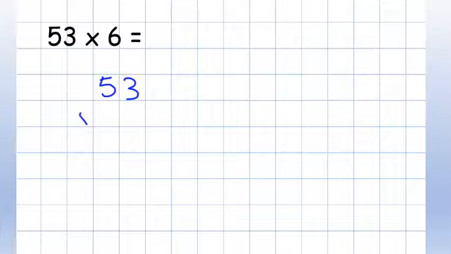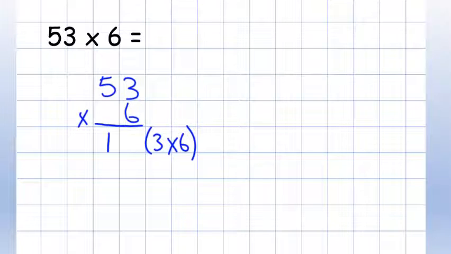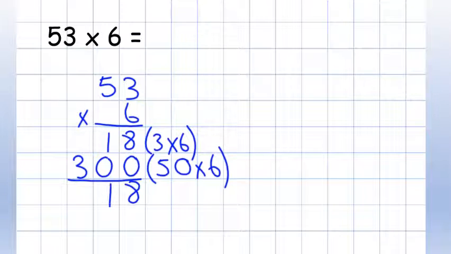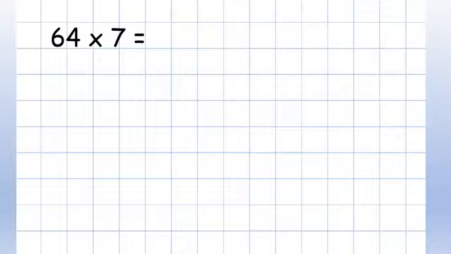53 times 6 then. We have a 3 times 6, which is of course 18. Then we have a 50 times 6. 5 times 6 is 30, so 50 times 6 has got to be 300. And that gives me a nice easy addition of 318. Onwards we go to 64 times 7.